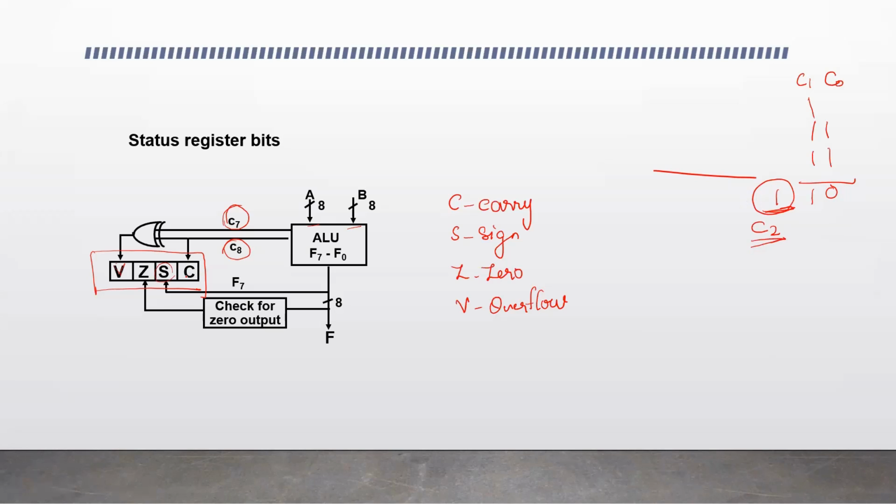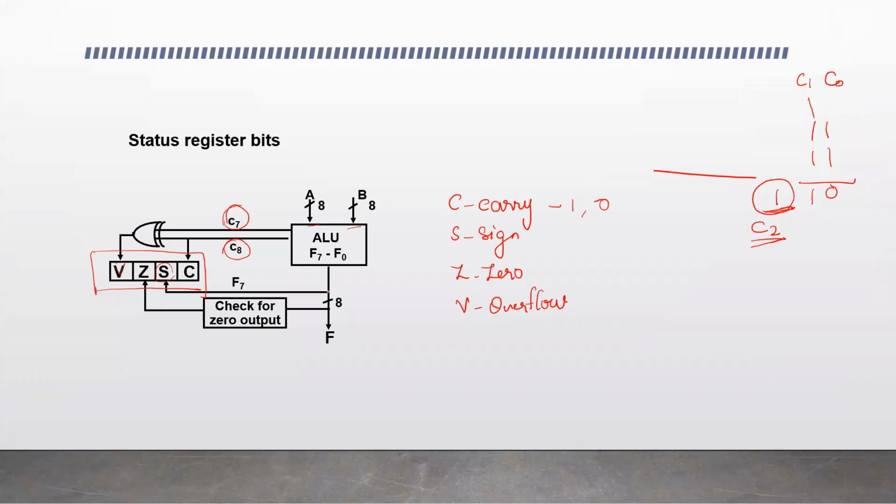So if the carry bit is 1, that means there is a carry. The carry flag is set after the operation. C8 is the carry bit, so this is checked. If this is 1, the value of C is set to 1, otherwise it is 0, depending on the carry bit. If there is a carry, or if the carry bit C8 is 1, this flag is set to 1, otherwise it is 0.